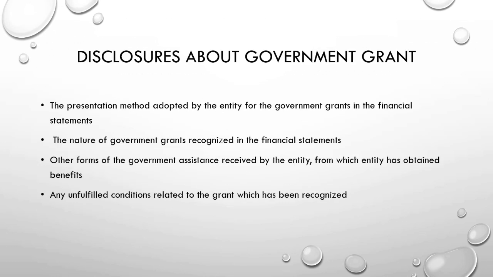These are the disclosures required about government grants. The first is the presentation method adopted by the entity for the government grants in the financial statements. Second, the nature of government grants recognized in the financial statements. Third, other forms of government assistance received by the entity from which the entity has obtained benefits. And lastly, any unfulfilled conditions related to the grant which has been recognized.